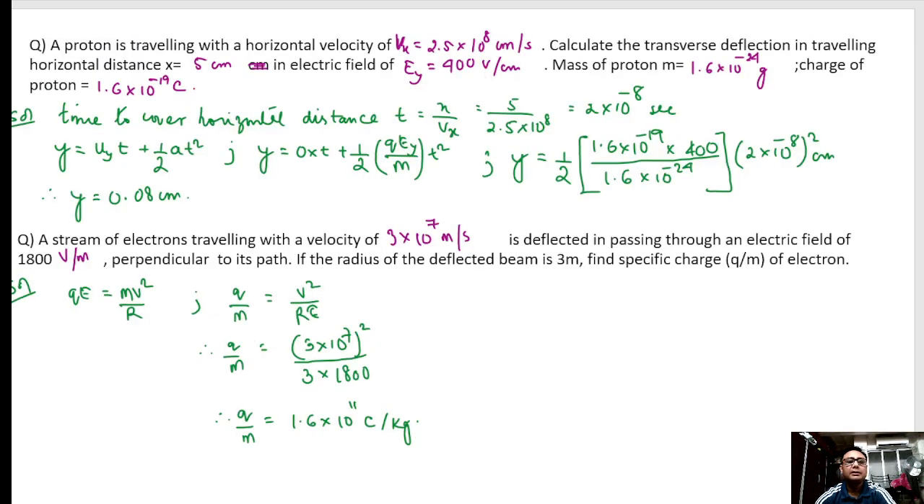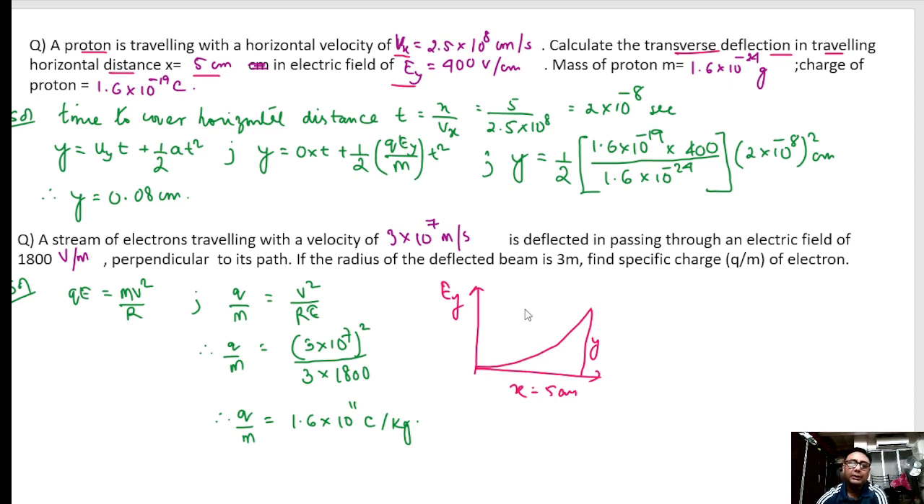Next friends, let's see the next sum. A proton is traveling with a speed of this. So this is the horizontal velocity of the proton, Vx. Calculate the transverse deflection in traveling a horizontal distance of 5 centimeter in an electric field. That means they are telling this is the electric field along the y-axis. This is the distance traveled along the x-axis, 5 centimeter. Okay. They are asking what is the deflection which is produced here due to the electric field.